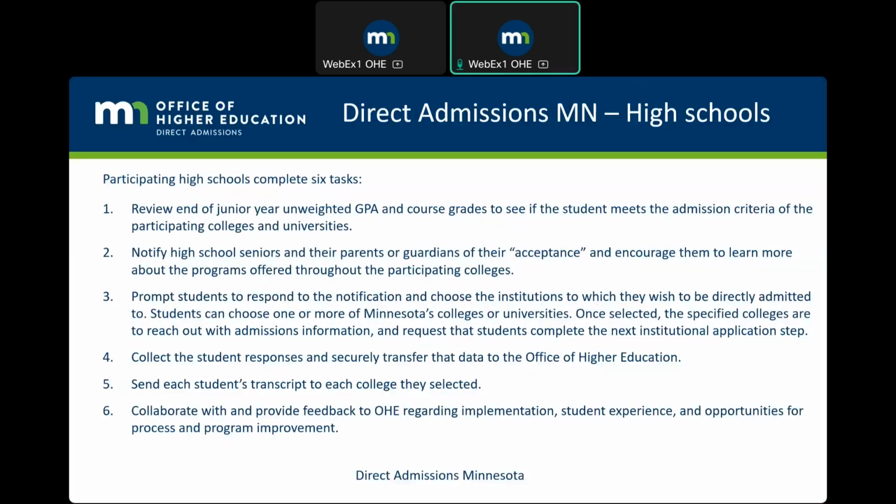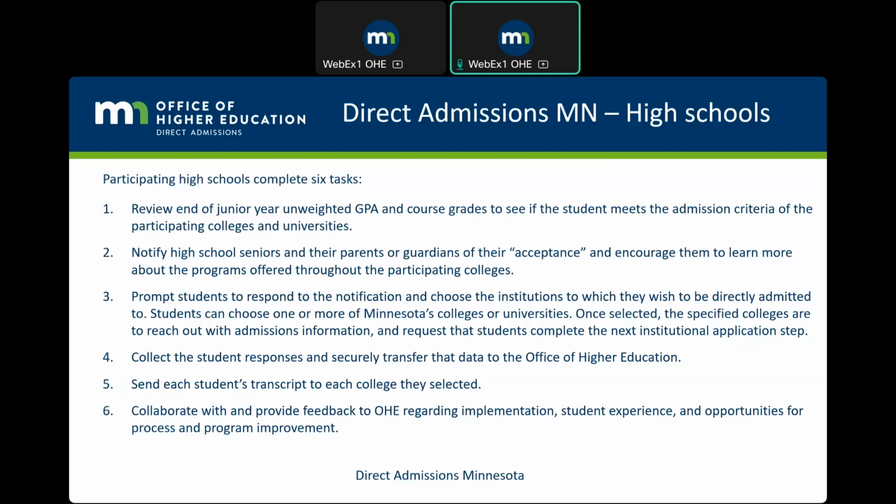In terms of the 6 primary steps needed to be completed at the high school, there is the review of the end of junior year unweighted cumulative GPA and course grades for students at participating high schools to see if they meet the admissions criteria for the respective colleges and universities, notifying those seniors and their parents or guardians of their acceptance, as well as encouraging them to learn more about the programs offered at the participating colleges and universities, prompting students to respond to the survey notification and select institutions of their top choice to which they would like to be offered proactive direct admission to.